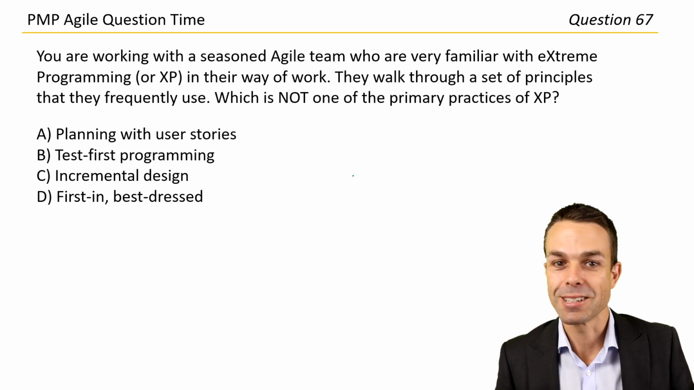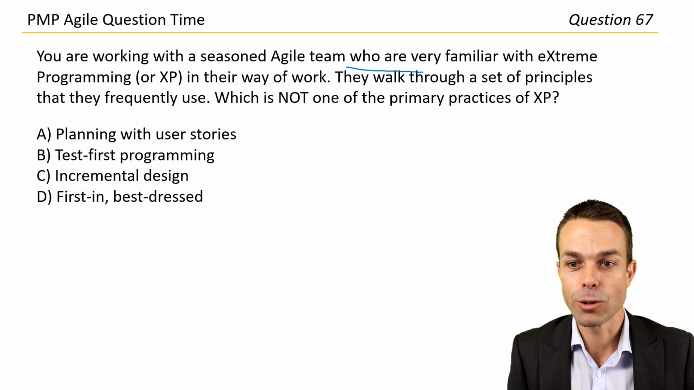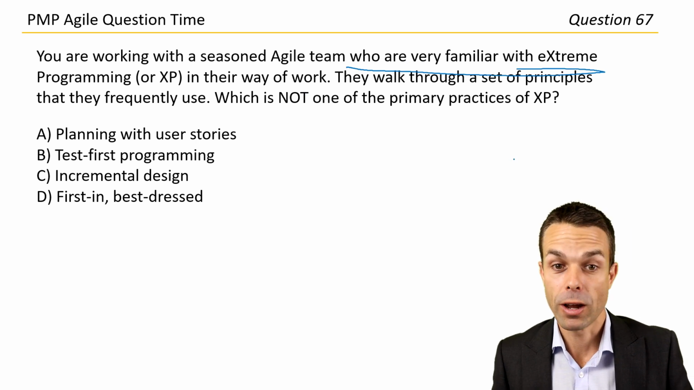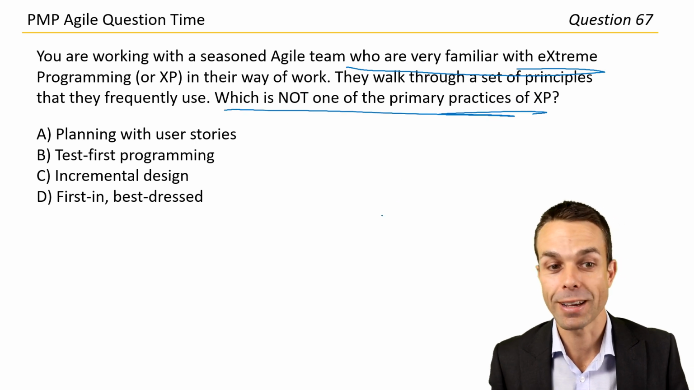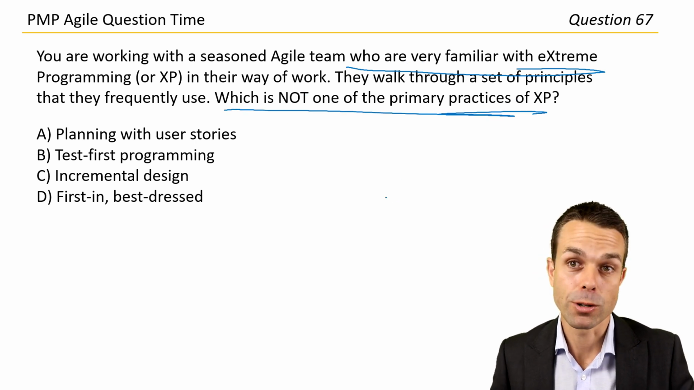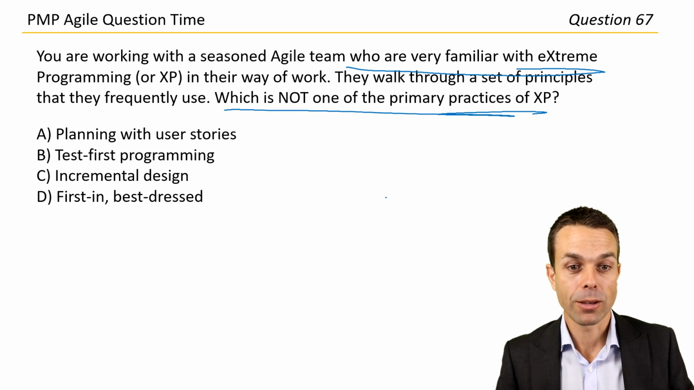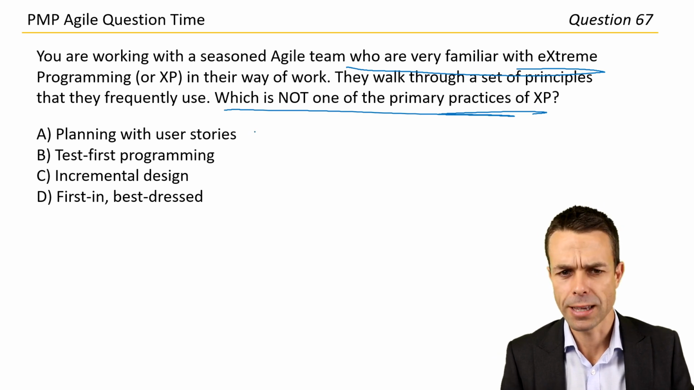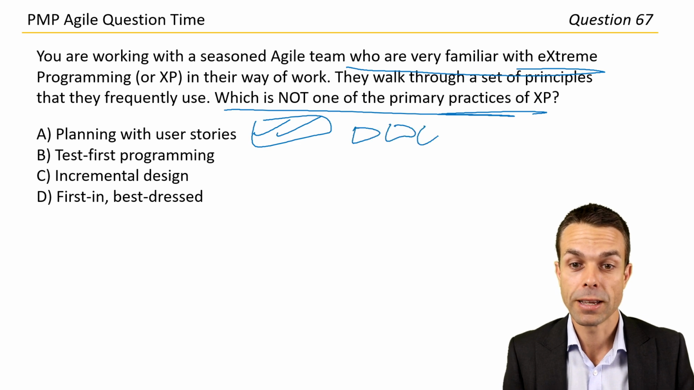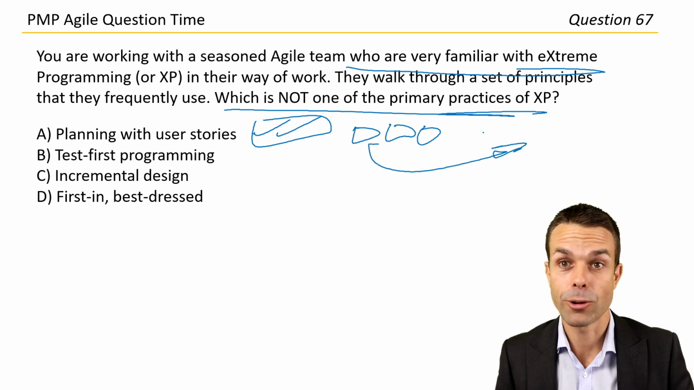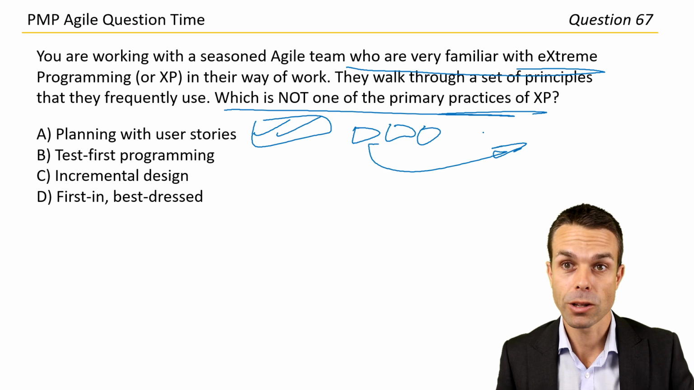You're working with a seasoned Agile team who are very familiar with extreme programming in their way of work. They walk through a set of principles that they frequently use. What is not one of the primary practices of XP? And again, we can use the same approach as we did last time here. Planning with user stories. Yes, I think we do that. So iteration planning, we put our stories into the iteration from the product backlog.